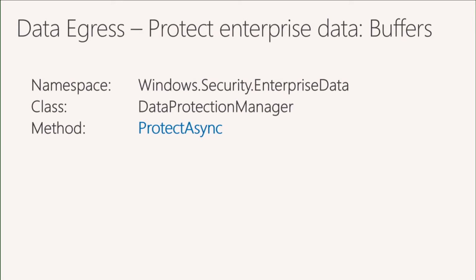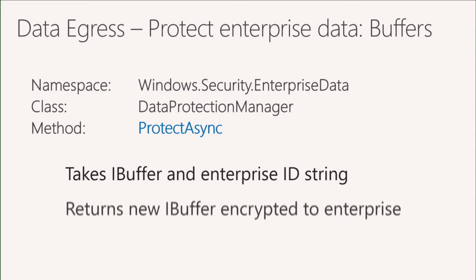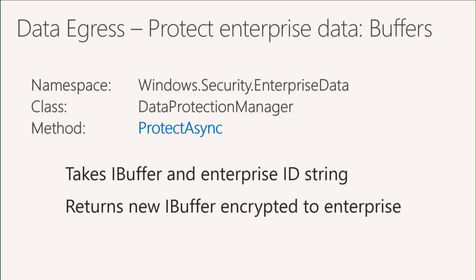All right. Another way to do this is if you don't want to do an entire file, you can protect individual buffers. It also is called protect async, but it's in the data protection manager instead of the file protection manager. If you have more data than just a small buffer, there's a stream API that's like this. I'm not going to go through it. I leave that as an exercise for the listener. This one takes a buffer and an enterprise ID, and it returns a new IBuffer.